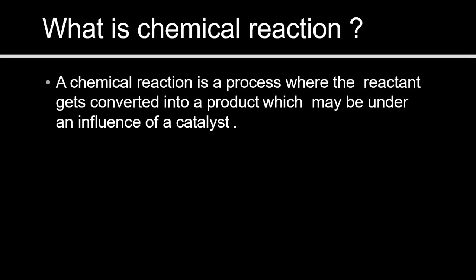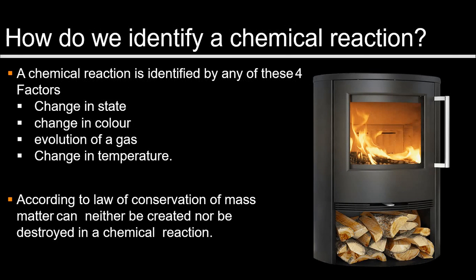Generally we can say a chemical reaction is a process where the reactant gets converted into the product, which may be under the influence of a catalyst. In this lesson, mostly we are going to discuss how to write chemical equations and how to balance the equations, but first we have to learn what chemical reactions are. The conversion of reactant to product is called a chemical reaction.